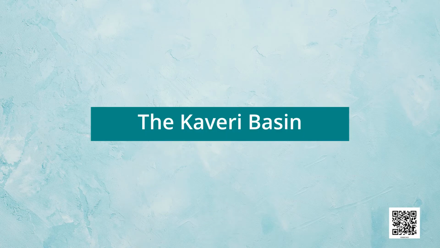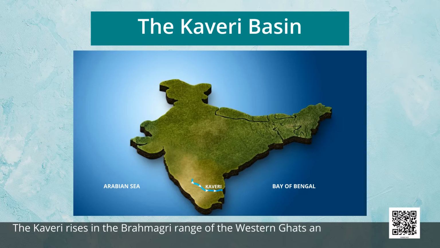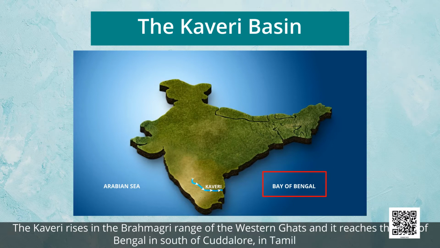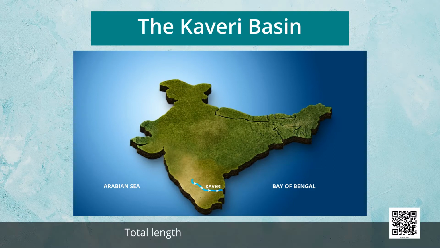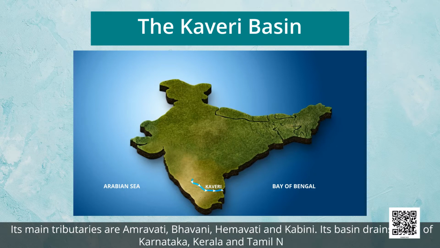After Krishna, it comes the turn of Kaveri. The Kaveri rises in the Brahmagiri ranges of the Western Ghats and reaches the Bay of Bengal south of Cuddalore in Tamil Nadu. The total length of the river is about 760 kilometers. Its main tributaries are Amaravati, Bhavani, Hemavati and Kabini. Its basin drains parts of Karnataka, Kerala and Tamil Nadu.